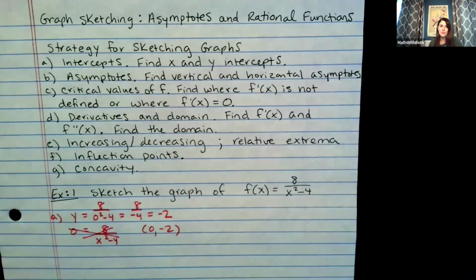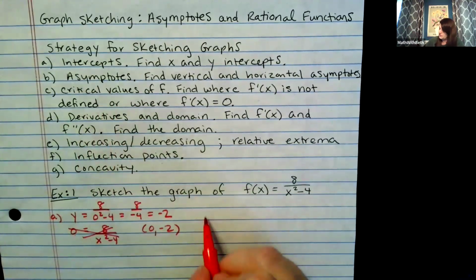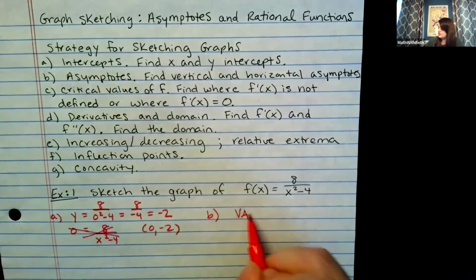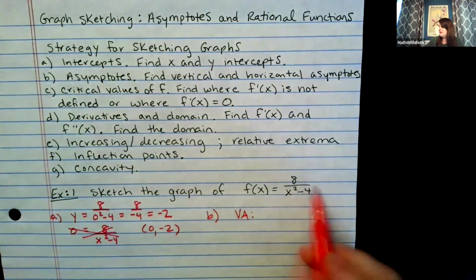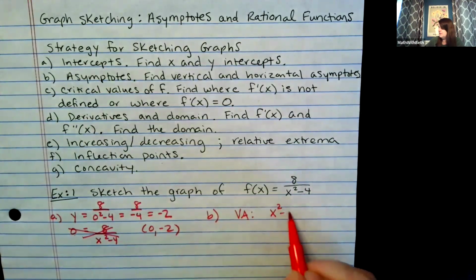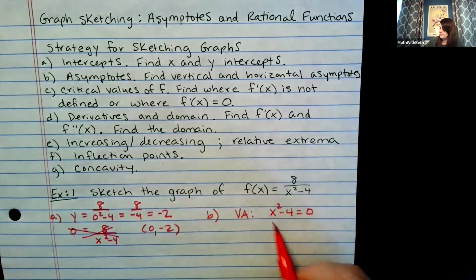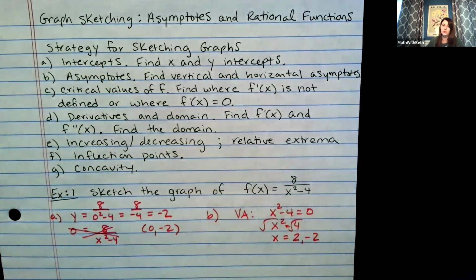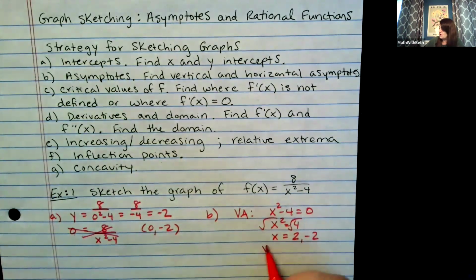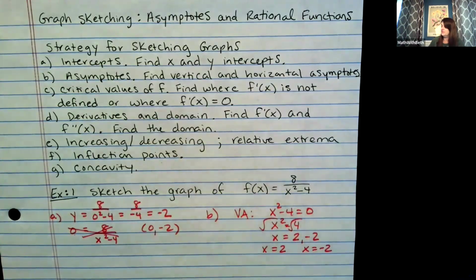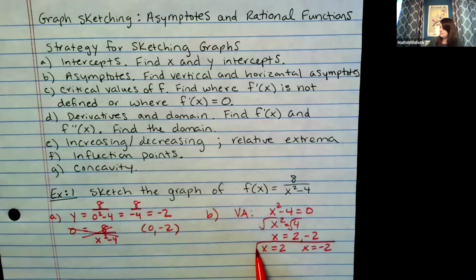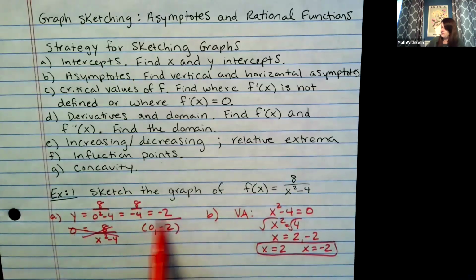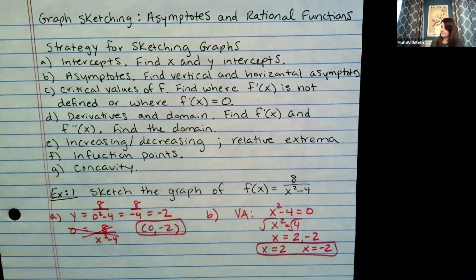Okay, now B says to find our asymptotes. So you need to remember that for vertical asymptotes, you set the bottom of the fraction equal to 0 and solve. So in this case, we're going to end up getting a positive 2 and a -2. But remember, these are lines. These are vertical lines. So we always have to write them separately. So here's the information we have so far.